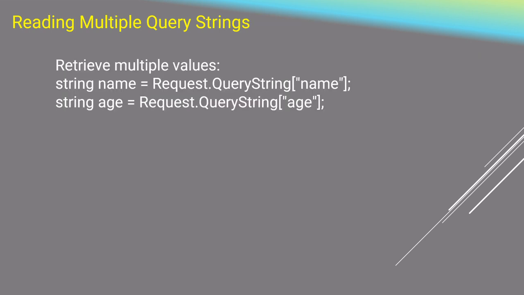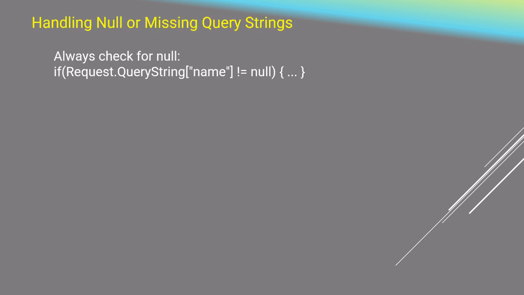On page2.aspx.cs, simply retrieve each query string parameter by its key using Request.QueryString[key]. Make sure to check for nulls in case parameters are missing. Query string keys may not always be present. Always check if the query string exists before using it to avoid null reference errors.